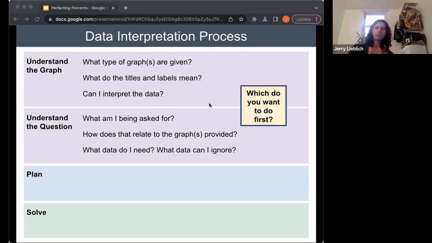It's up to you which of these you want to do first. Some people like to look at the questions first. Some people like to look at the graphs first. It's worth it as you're studying, experimenting and seeing which way feels best for you.